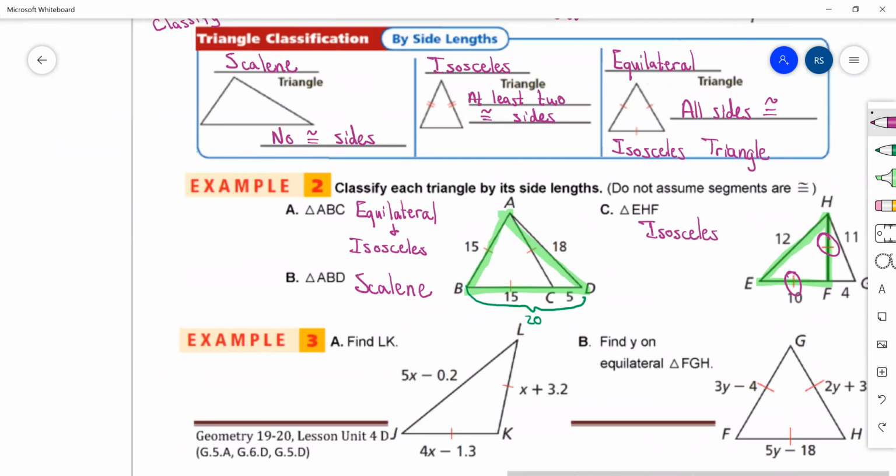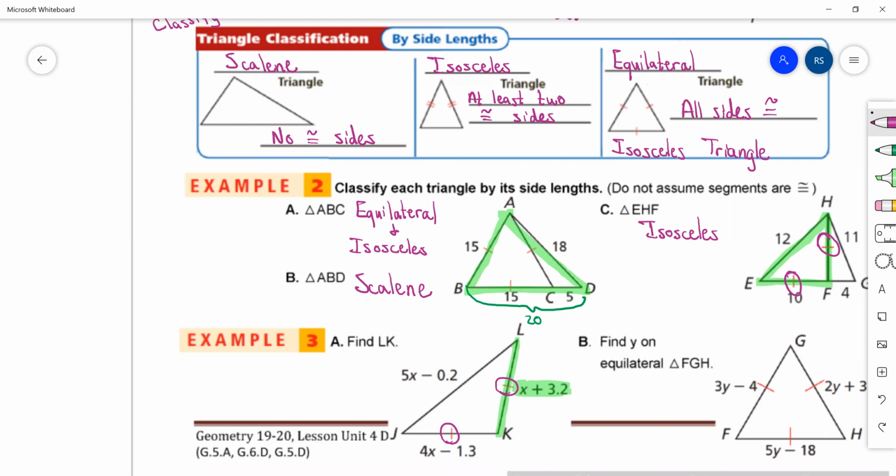Okay, now we have to use some properties to find different things. So they ask us to find the value of LK. So what is this distance here? We've got to find it. That's what we want to find, x plus 3.2. Now, don't just tell me that's the answer. Find it. What do we know that can help us? We know these two sides have to be congruent to each other.